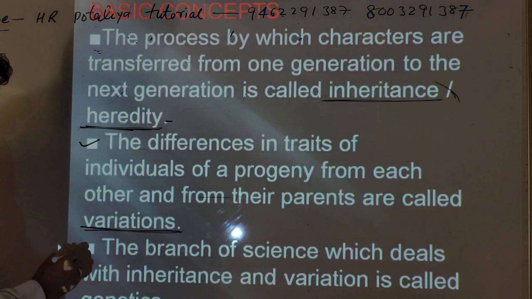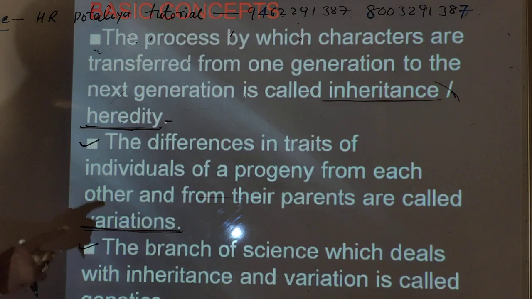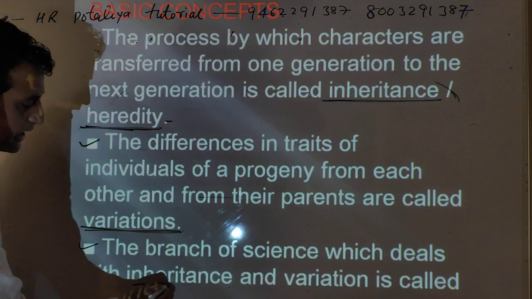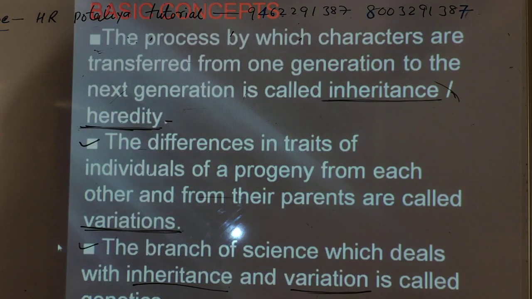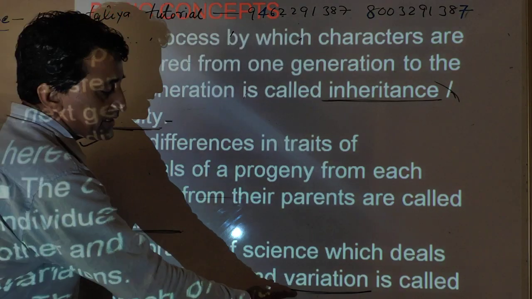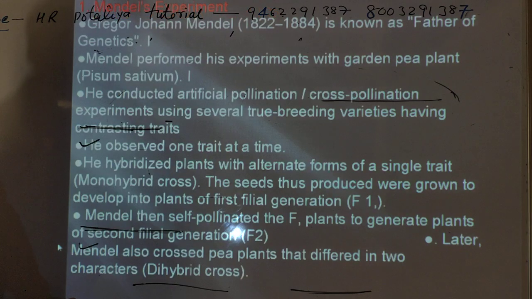Next, I have another term, that is genetics. What is genetics? Your answer: the branch of science which deals with inheritance, heredity as well as variation. We have discussed two terms: one is inheritance, or heredity, and the second is variation. That science is known as genetics.